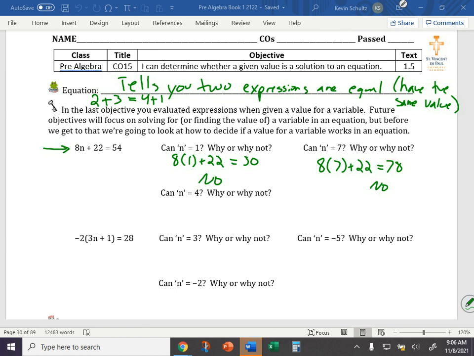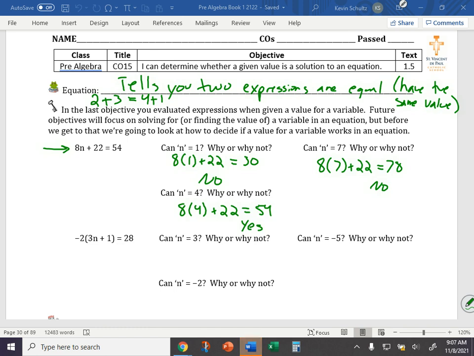I hope it's 4. Can n be 4? Yeah. Why? I just did 54 minus 22. Okay, so you can kind of work backwards through the equation, right? If you subtract 22 from 54 to get 32 and know that 8 times 4 is 32, you can kind of work at it that way. Or plug it in. 8 times 4 is 32, plus 22 equals 54. That's what we want, and so 4 would be the value for n.